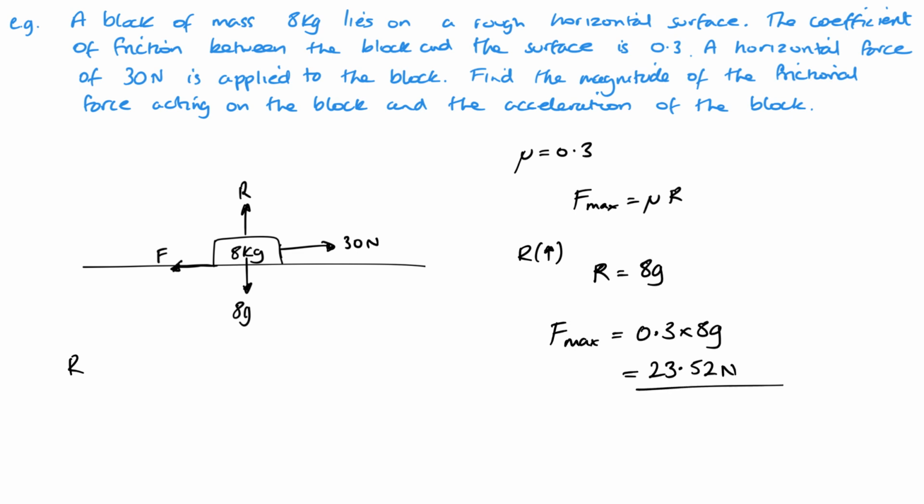Now, resolving horizontally and using F equals ma, I can see that my force is going to be 30 minus 23.52. Mass is 8 and a is obviously what we want to find. So now I can rearrange for a.